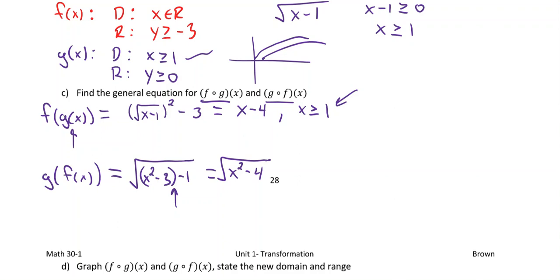Now, the new domain of this is going to be, just let me write it down first and I'll explain where this comes from. So x is less than or equal to negative 2, and x is greater than or equal to 2.